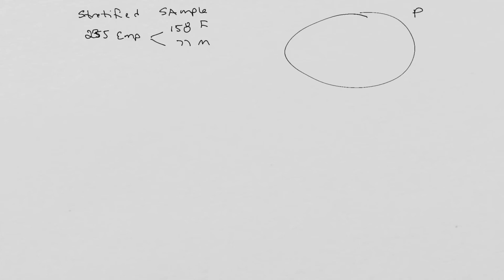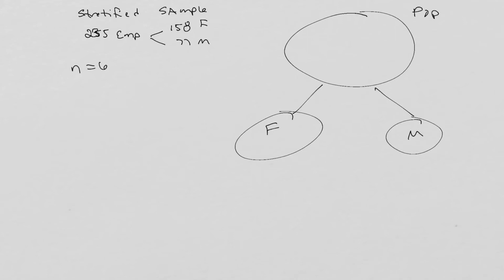All right. So in this case, we're still in the previous setting, where we have 235 employees, of which we have 158 females and 77 males. Okay. All right. So what we're going to try to do is, in this population, break them up into these two strata, females and males. And in this case, I'm going to try to pull out a sample of size 6 from the population.